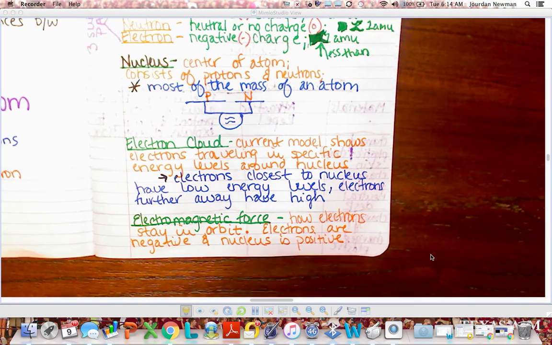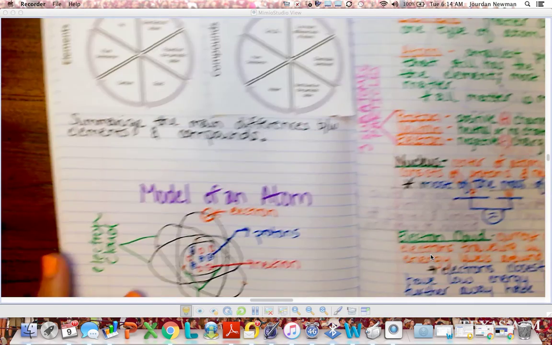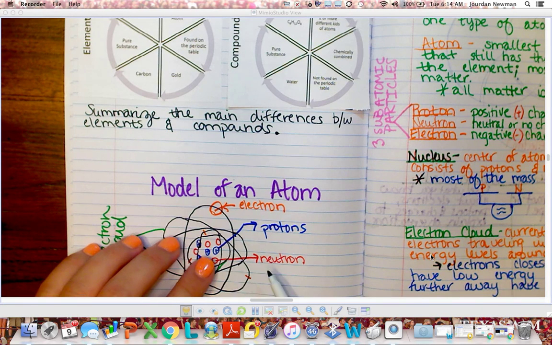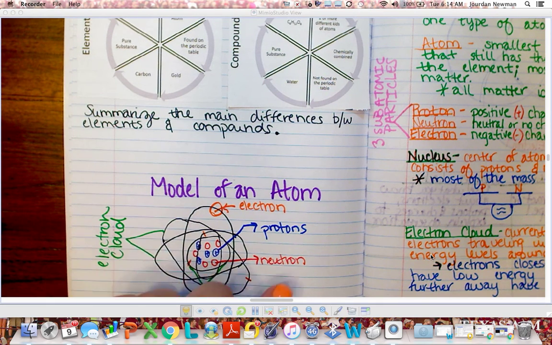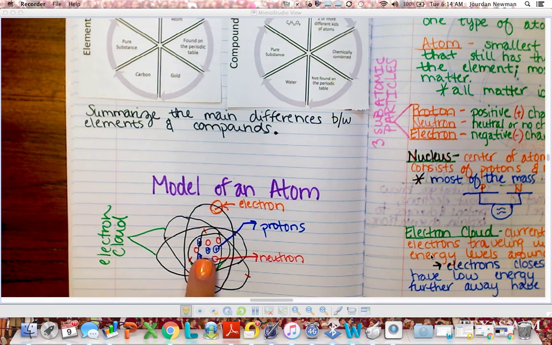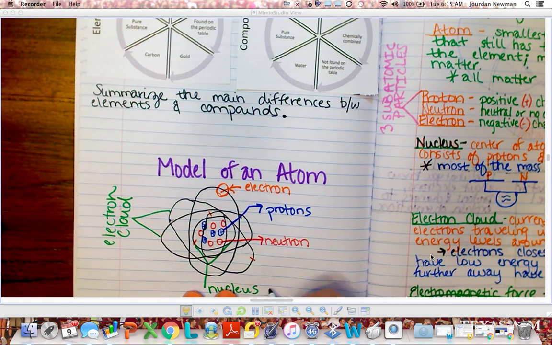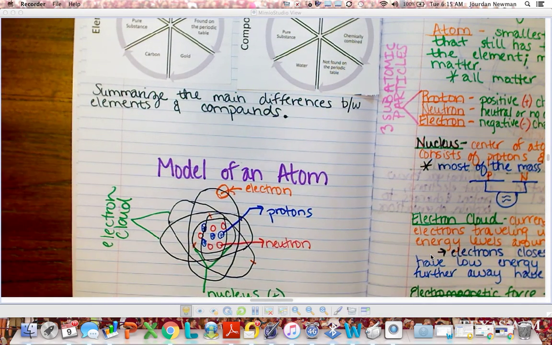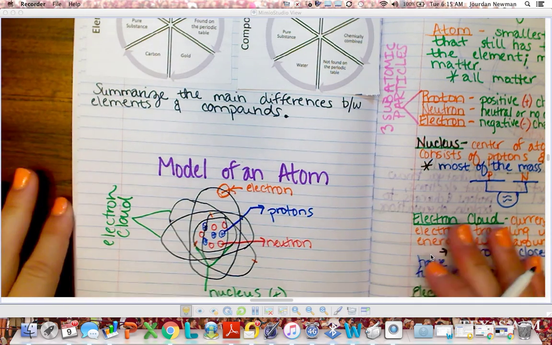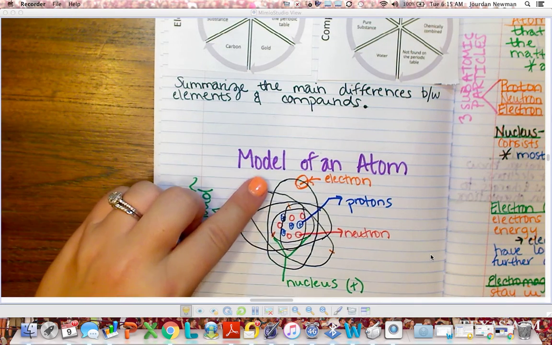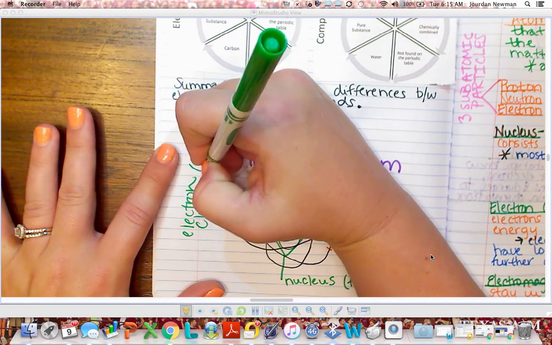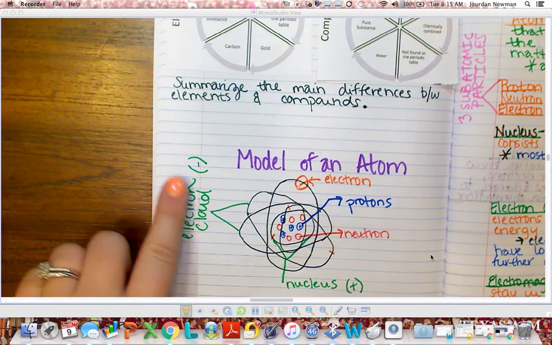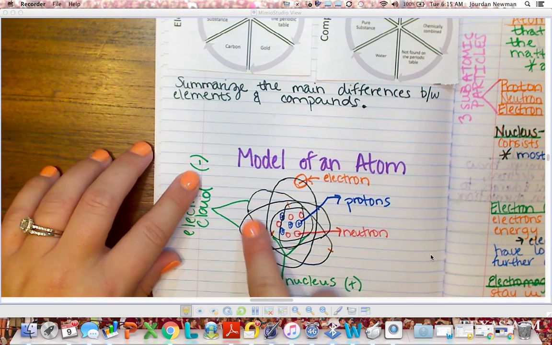Okay, and then the last thing for our notes for today is electromagnetic force. Okay, this is how our atom stays together. If you will notice, in our nucleus, we have protons and neutrons together. Remember, protons are positive and neutrons have no charge. So that means the overall charge of our nucleus would be positive. Okay, and then again in our electron cloud, we only have these negative electrons. So then our electron cloud's charge would be negative.